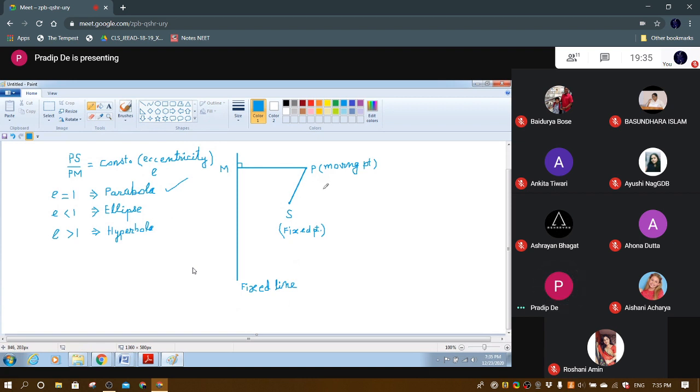This fixed point has a fixed name also. It is known as the focus of the conic section. Focus of parabola, focus of ellipse, focus of hyperbola. Every conic section has a focus, at least one focus. In case of parabola, one focus. In case of ellipse and hyperbola, two foci. And the fixed straight line also has a fixed name. This is called a directrix.